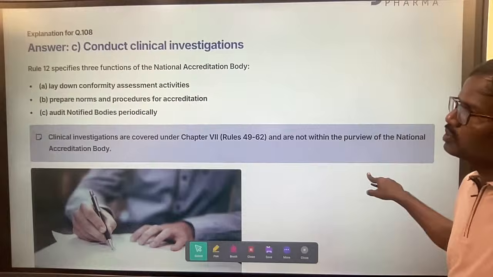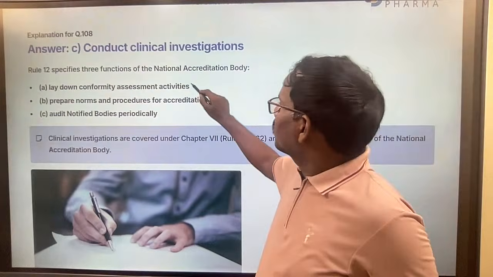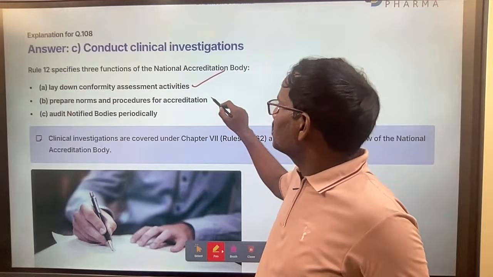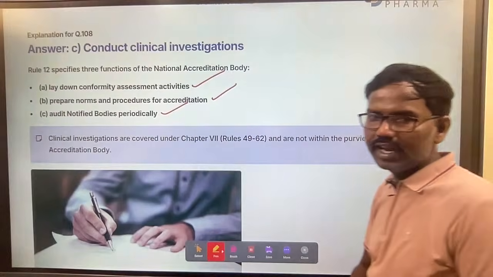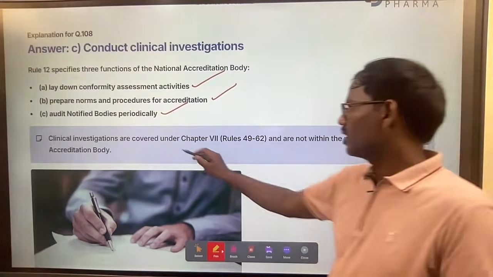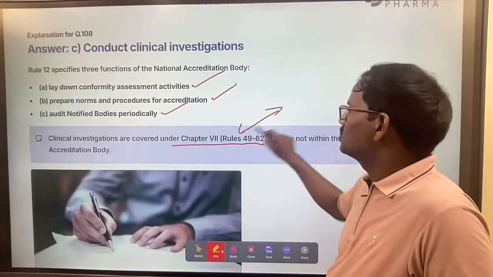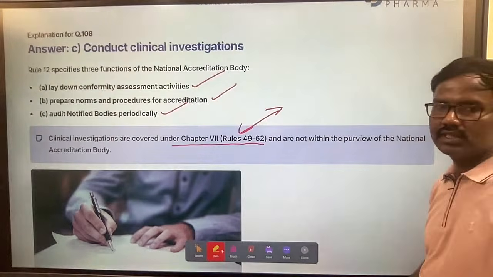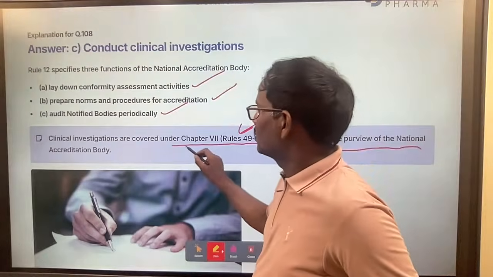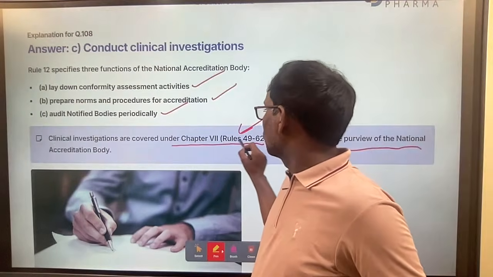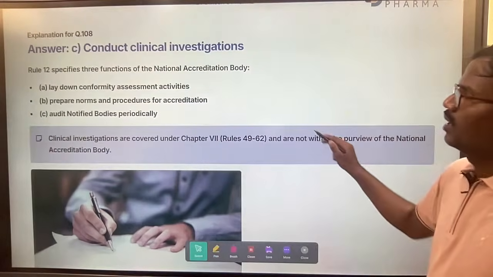Right. So Rule 2 specifies three functions of the National Accreditation Body. Number 1, lay down conformity assessment activities, prepare norms and procedure for accreditation, audit notified bodies periodically. These are the functions of NAB. Clinical investigations are covered under chapter 7, rules 49 to 62, which we already discussed in the previous video, and are not within the purview of the National Accreditation Body. There is a separate chapter for that. Okay. Next.